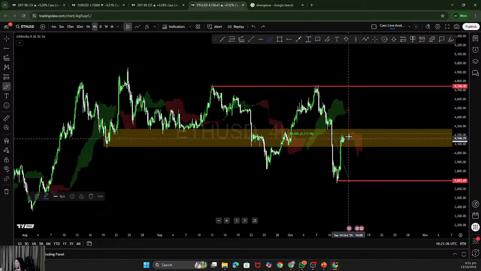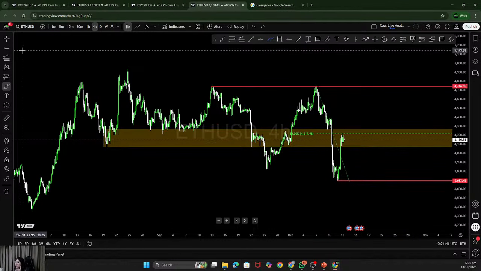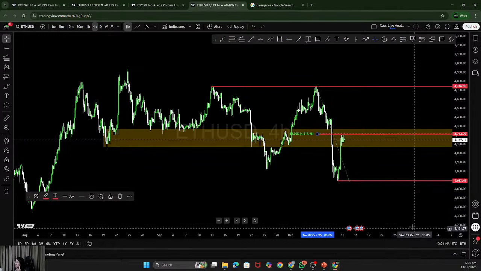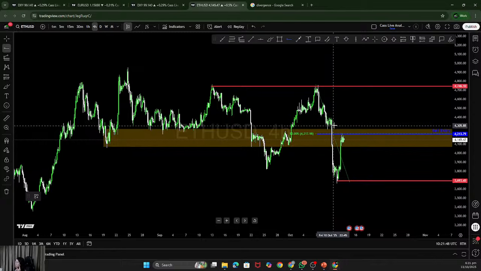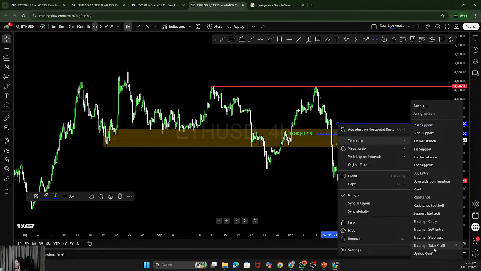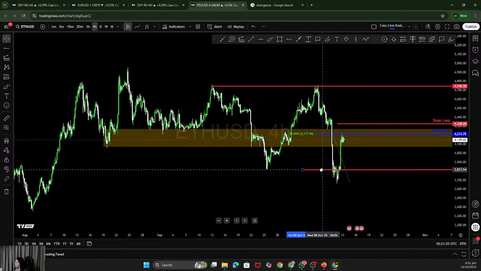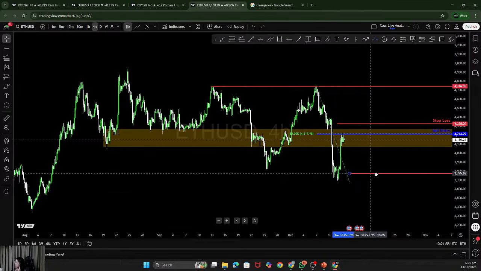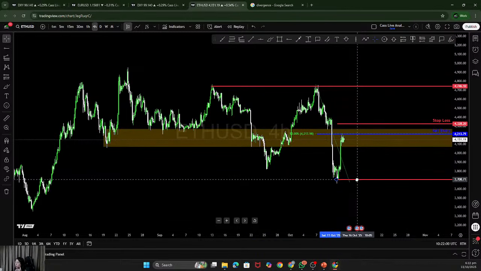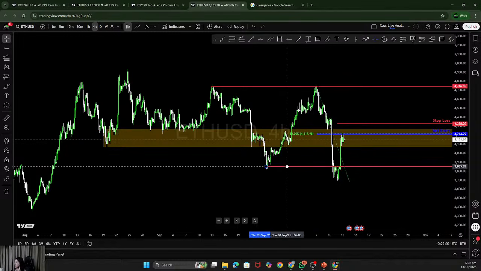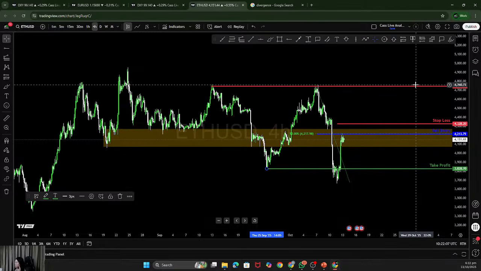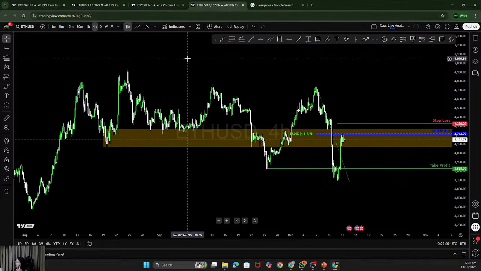Okay, so this kind of resistance here where this line is, so it could possibly be the entry. The take profit will be here, and the stop loss will be there. I mean, you don't aim for the next swing though, you usually aim a bit higher. Okay, so this will be my take profit. I'm going to get rid of this.